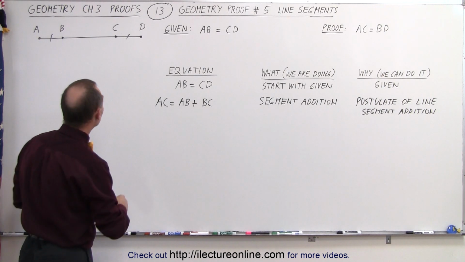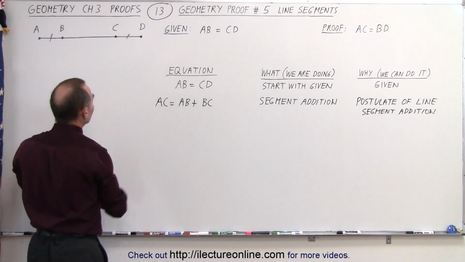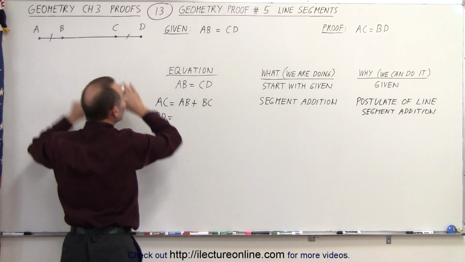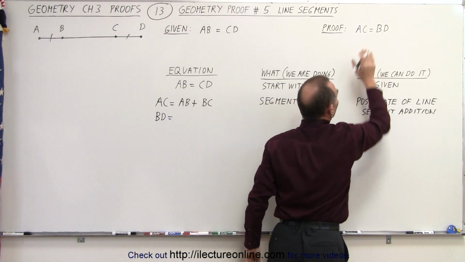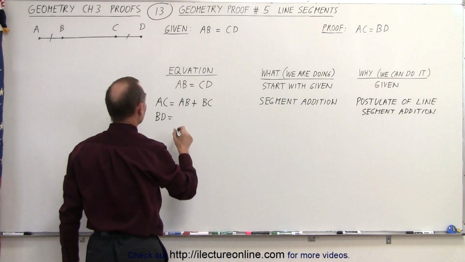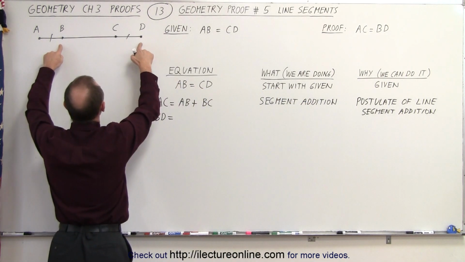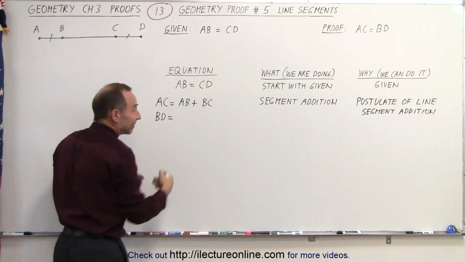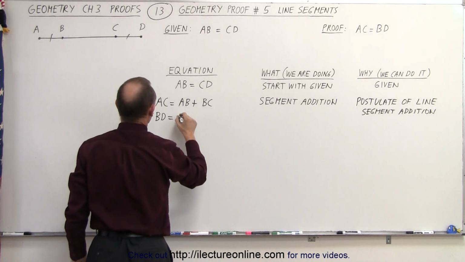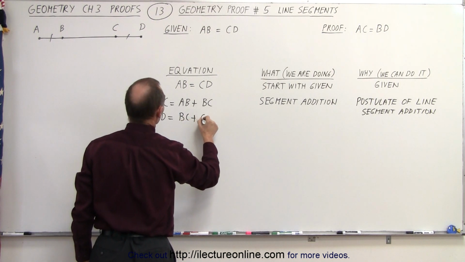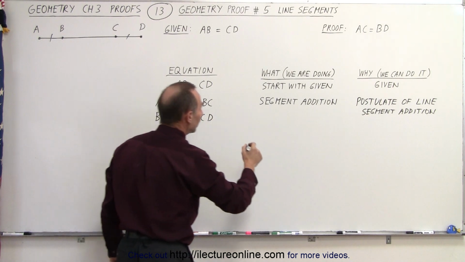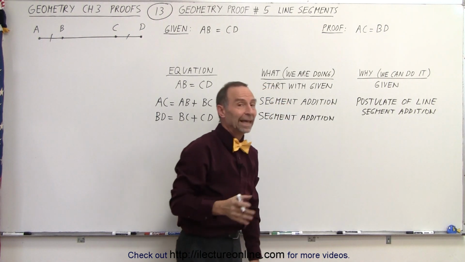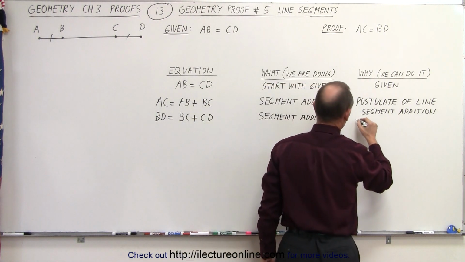We can do the same thing for the segment from B to D. And why would I pick the segment from B to D? Because that's part of the equation of my proof. So I can say that the segment from B to D is equal to the segment from B to C plus the segment from C to D, at least the length of those segments. So this is BC plus CD. And again, I can call that segment addition. And the justification is again the postulate of line segment addition.